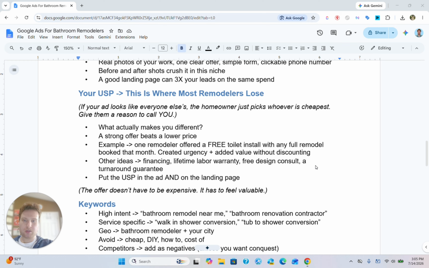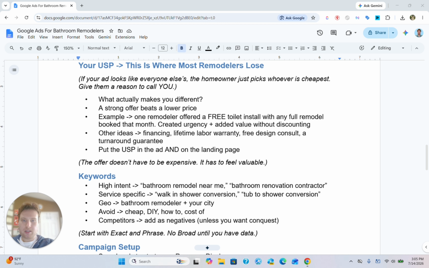So strong offer, in most cases, is going to be the lower price. Sometimes if it's too low, then that leaves much to be desired when it comes to the quality of that work. One bathroom remodeler I worked with a while ago used free toilet install with any full bathroom remodel that was booked that month. Now, what that does is it creates urgency and it adds value without discounting the fact that they're getting a good deal with that. Other ideas you could do is financing, lifetime labor warranty, a free design consultation. So I would just spice up a free consultation, but maybe do free design consultation, turnaround guarantees, things like that.